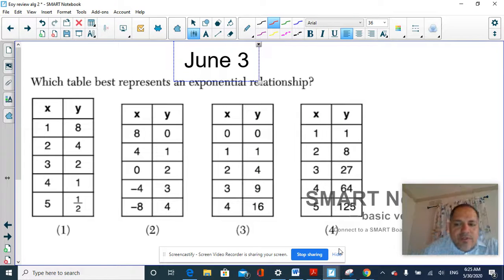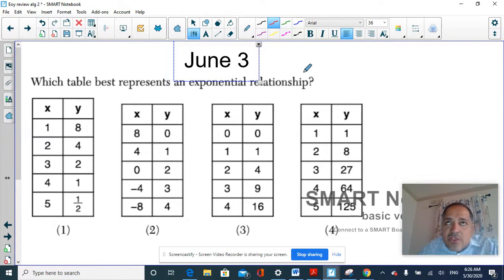Good morning, everyone. Today we have some questions for review for the final assessment, or end of year assessment. The first question we have: which table best represents an exponential relationship?